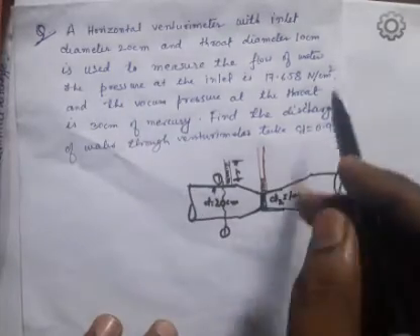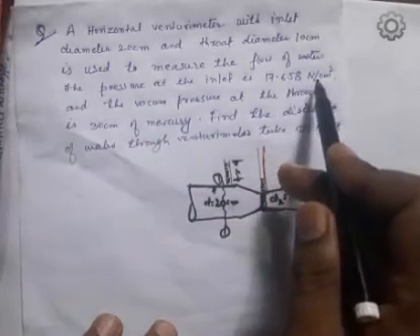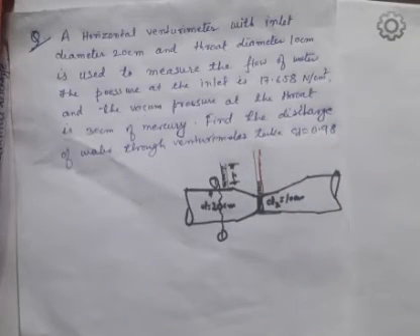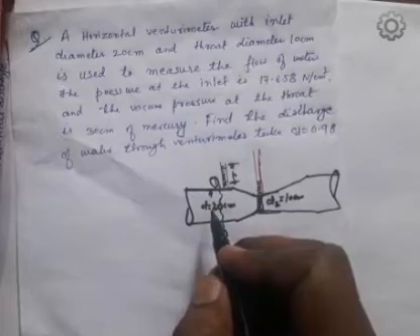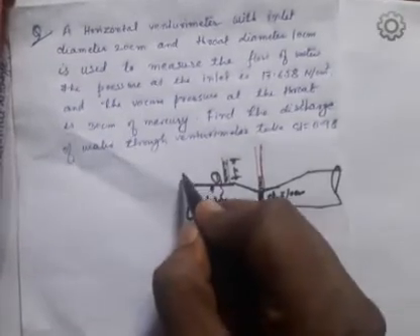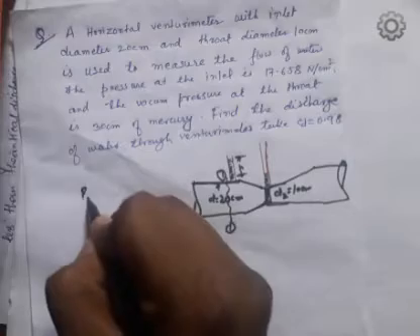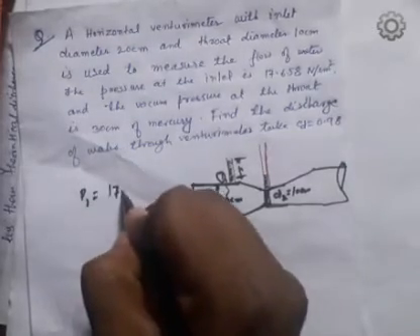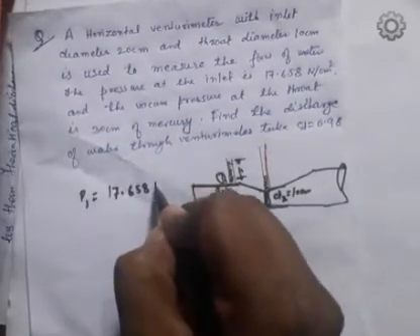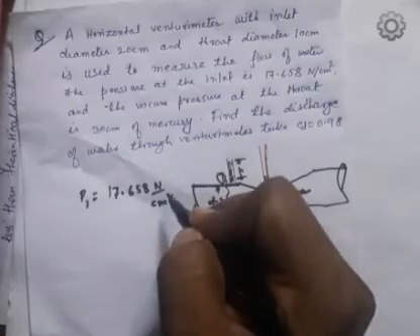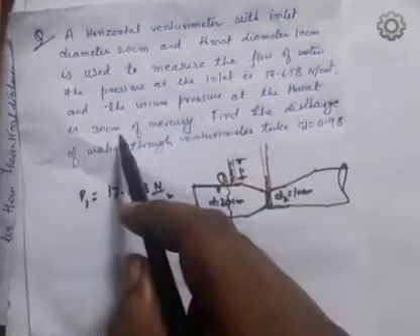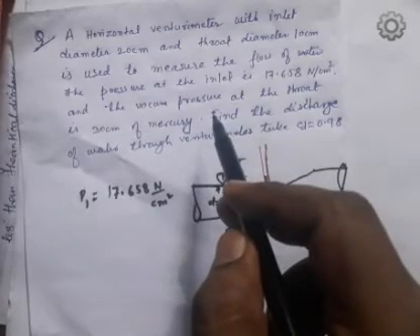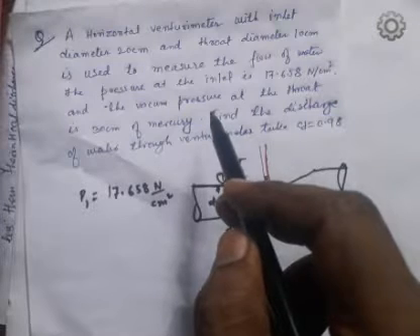The pressure at the inlet is 17.658 Newton per centimeter square. So here the pressure P1 is 17.658 Newton per centimeter square, and the vacuum pressure at the throat is 30 centimeter of mercury.